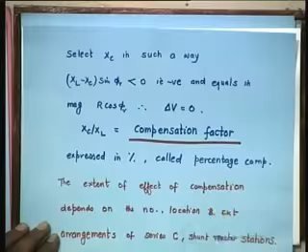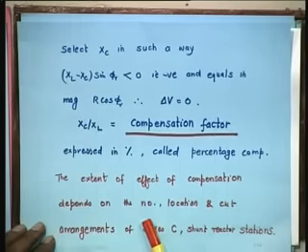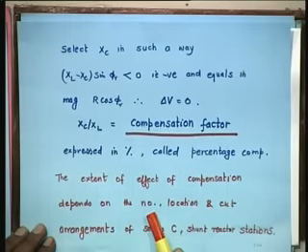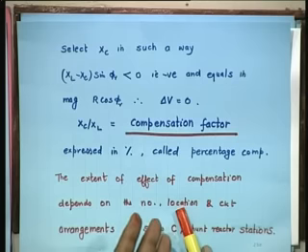The extent of effect of compensation depends on what? These 3 lines are very important. Depends on number of compensators, this is not no, this is number, and location, where you are putting it. The security, this is security problem. This is called placement problem.